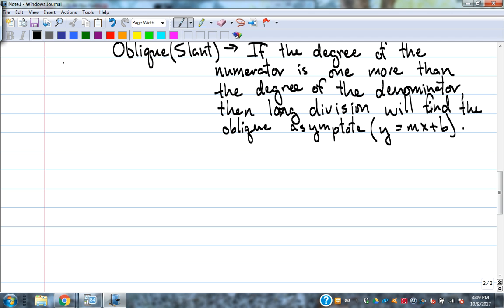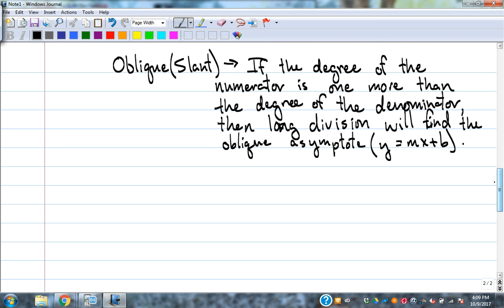An example of a rational function, f of x equals (x cubed plus 27) over (x squared plus 9). That is an example of a rational function that would have an oblique asymptote. Okay, we'll find that one on that one.